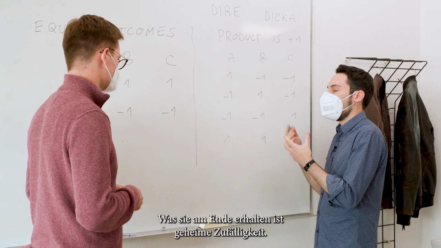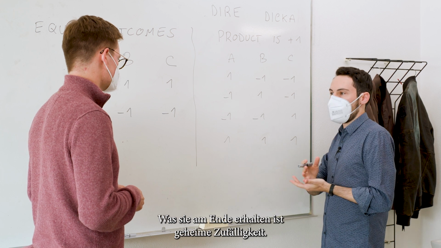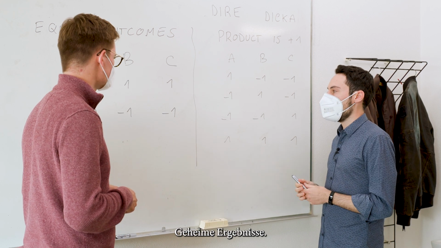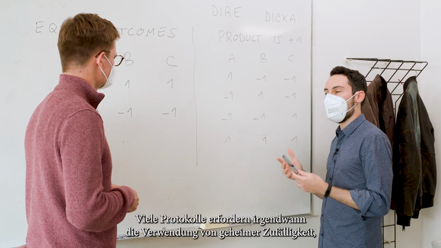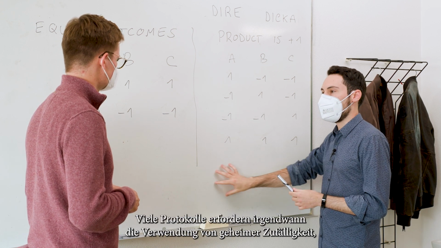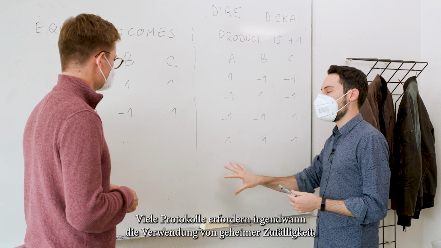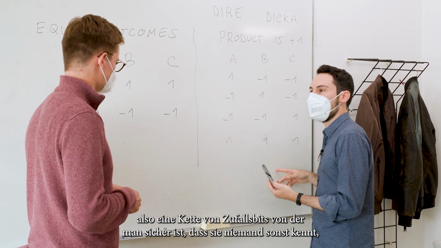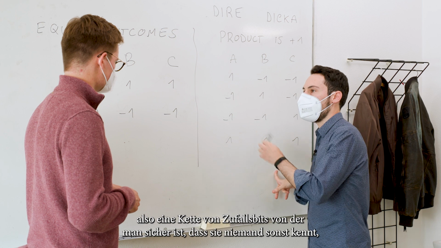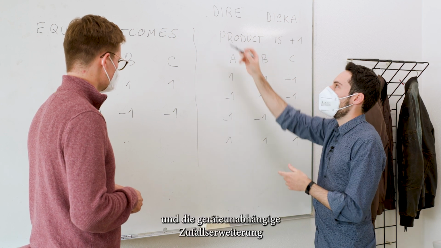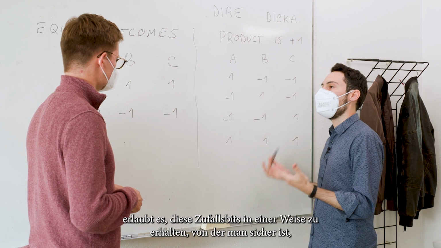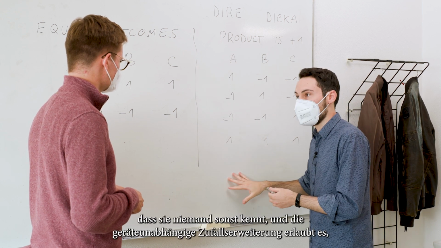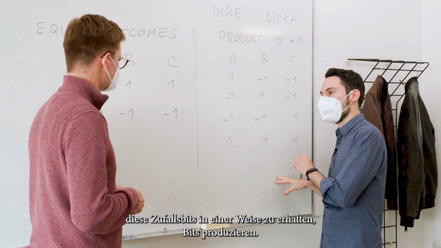Well, what they obtain in the end is secret randomness, right? Secret outcomes. And this is actually a very important primitive of cryptography. Many protocols require at some point the use of secret randomness, so a string of random bits that you're sure nobody else knows. And device-independent randomness expansion allows you to obtain it in a device-independent way, so without trusting the devices that produce these bits.